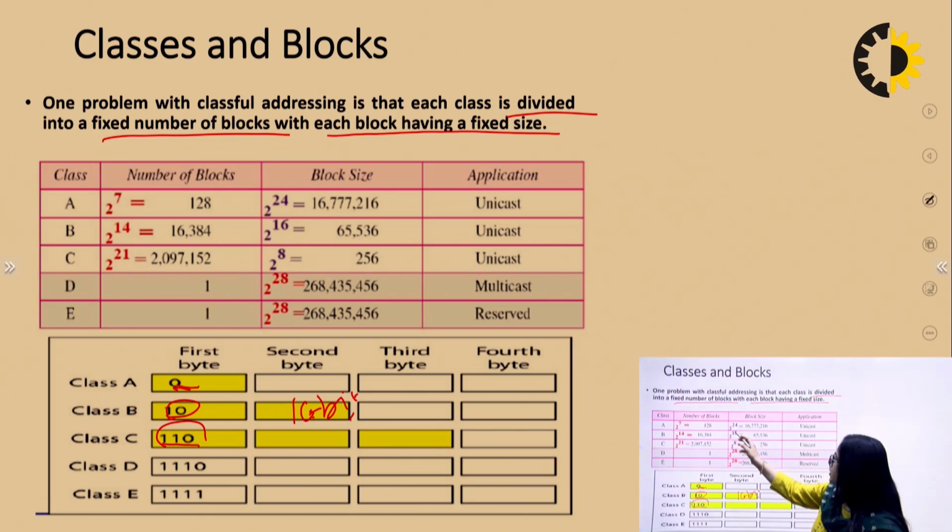The block size: for class A it will be 24 bits of host address, so 2 to the power 24. Here 16 bits of host, that is 2 to the power 16, is the block size for class B. Here 24 bits of net ID and 8 bits of host ID, so 2 to the power 8, that is 256 addresses per block.